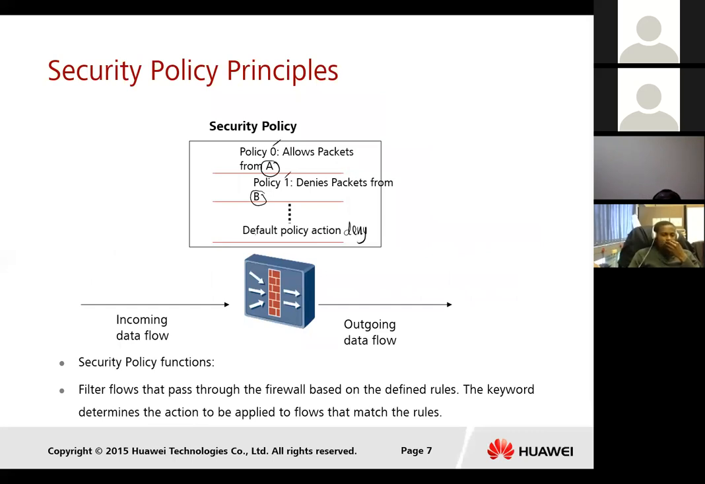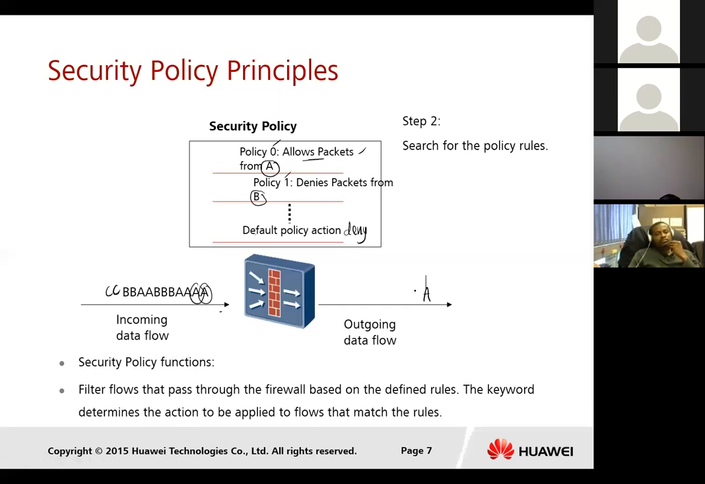Okay, so the filter flow passes through the firewall based on the defined rules; the keyword determines the action to be applied to flows that match the rules. Let's say right now this is my incoming data: it has BB, AA, BBB, AAA, and let's say I will have a CC as well at the back. All right, going to hit the firewall. How does the firewall perform? It searches the policy rules. When A comes in, I will check policy number 0. Oh, allow, you pass through, A.